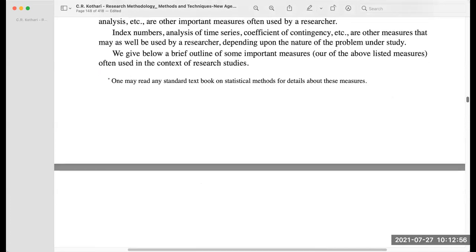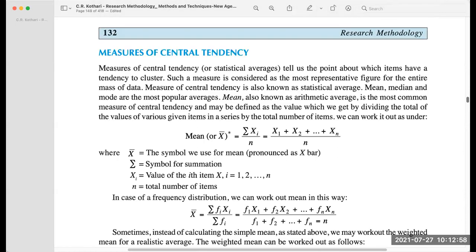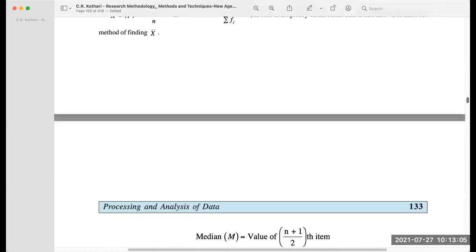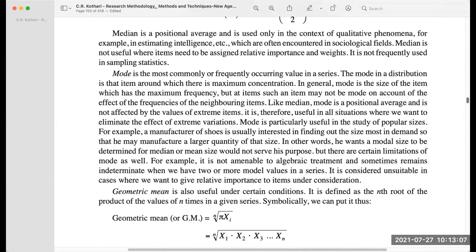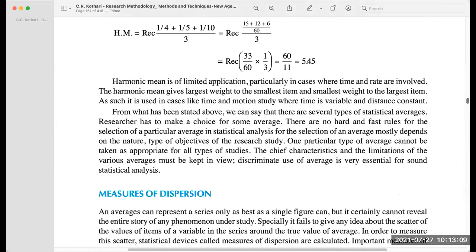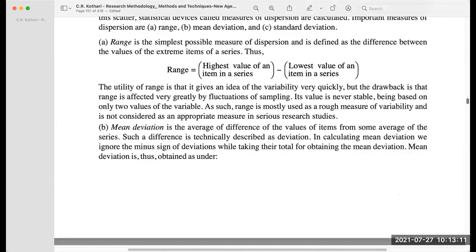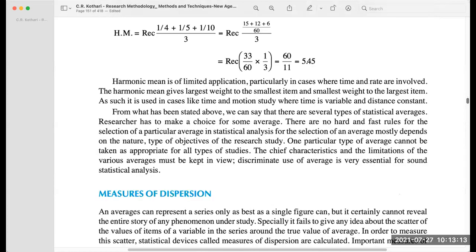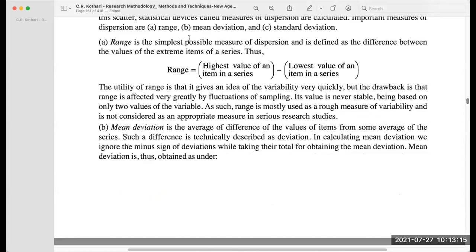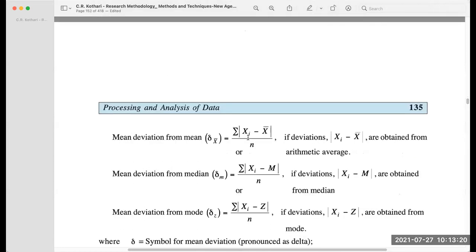So using these, let us start with this. Already we have gone through the central tendency, so I'm not going to repeat this one. Okay, mean, median. You can read out the geometric mean. Again, the measures of dispersion, we already talked about that in detail. Range. Some measures may be the mean deviation. Okay, mean deviation for the mean, mean deviation for the median, mean deviation for the mode.